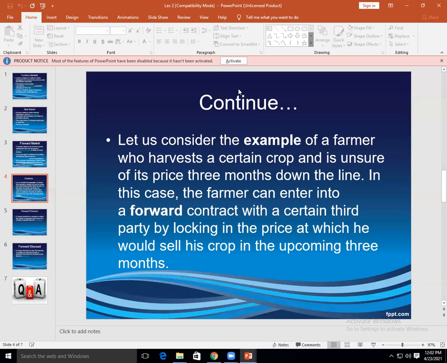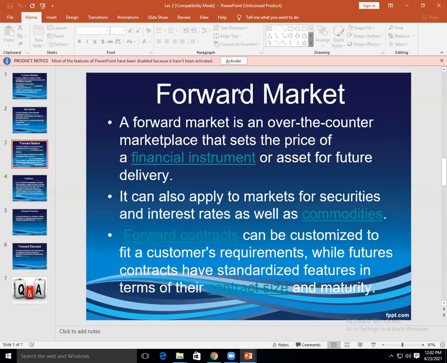So coming back to the previous slide, a forward market is an over the counter marketplace that sets the price of the financial instrument or asset for future delivery.